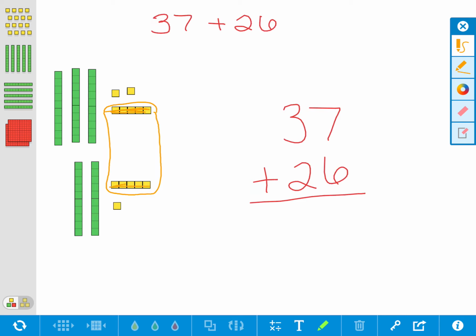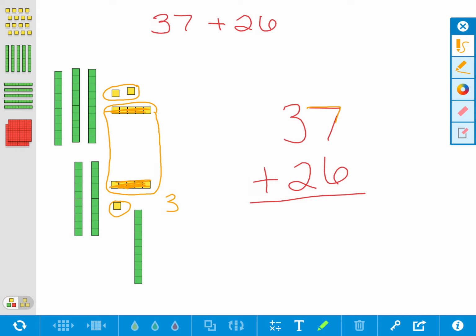So I'm going to cross these off. And I'm going to add another 10. Now, the only ones I have left are 1, 2, 3. 3 ones. Now, let's look on our regrouping side.